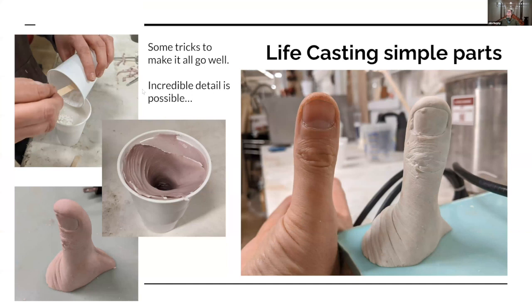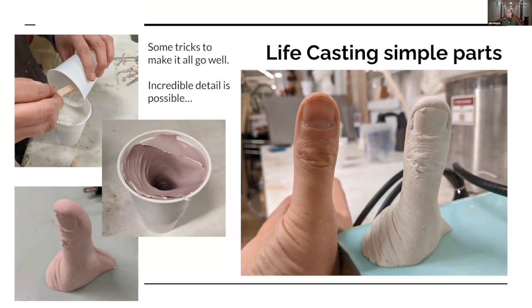Life casting is one of the easiest things, super fast. This is alginate. You can make a really nice copy, and you can see the level of detail this gets. We have alginate here, and this is a really great beginner project to just wrap your mind around it. You can do a phone or finger or whatever. You can do the whole hand if you're feeling sassy.